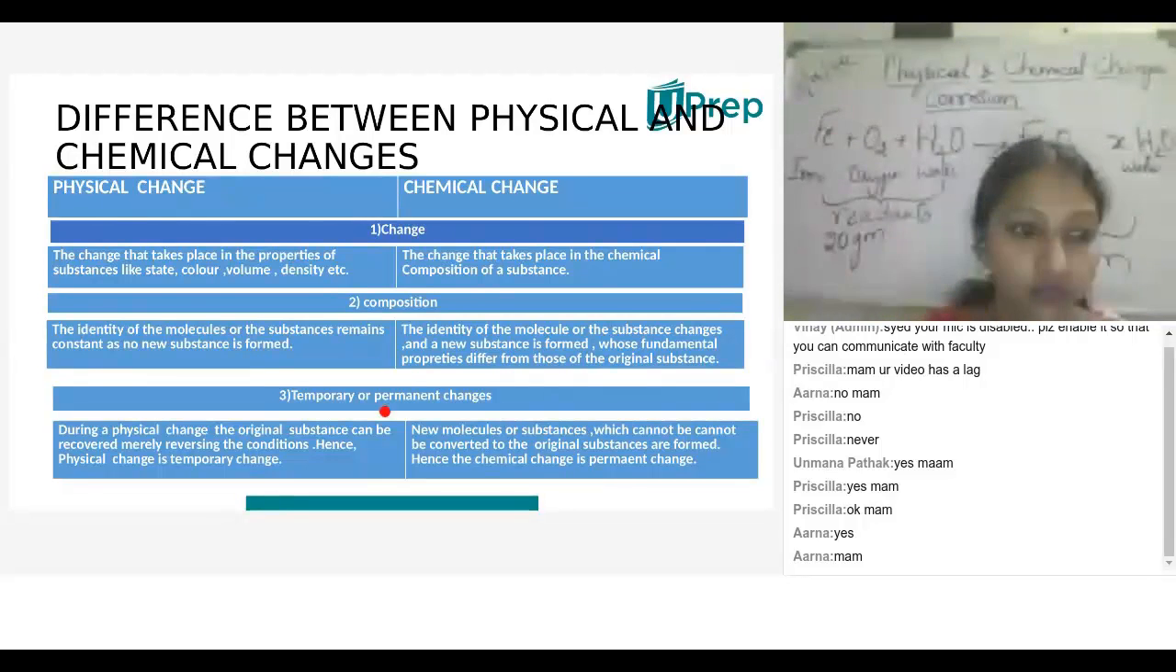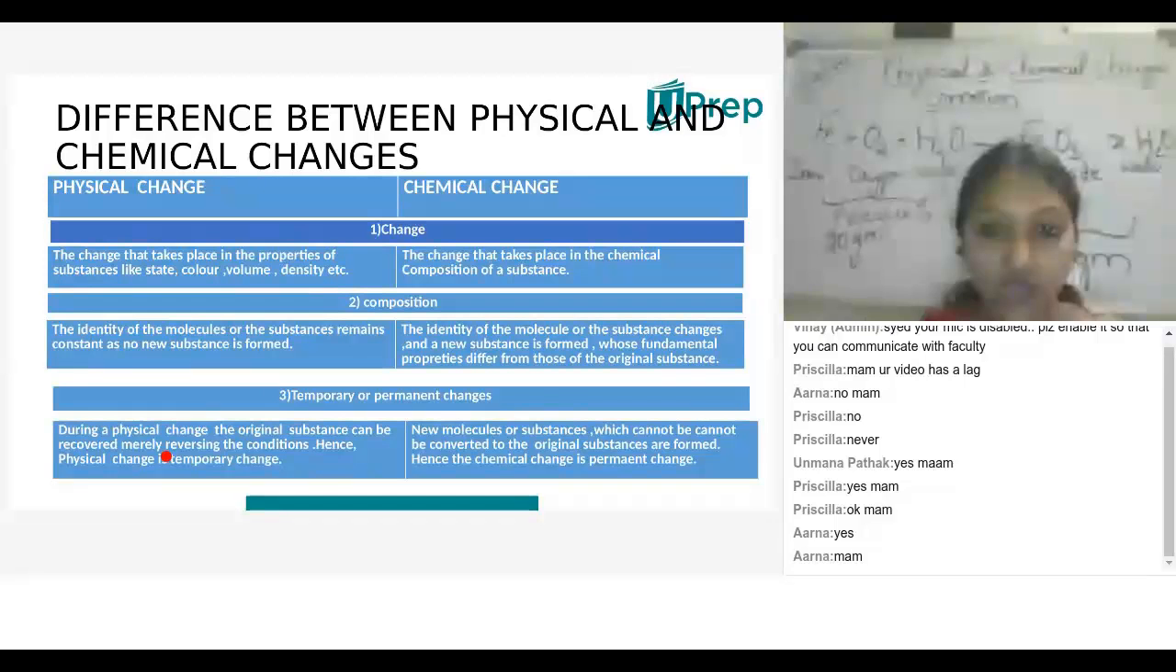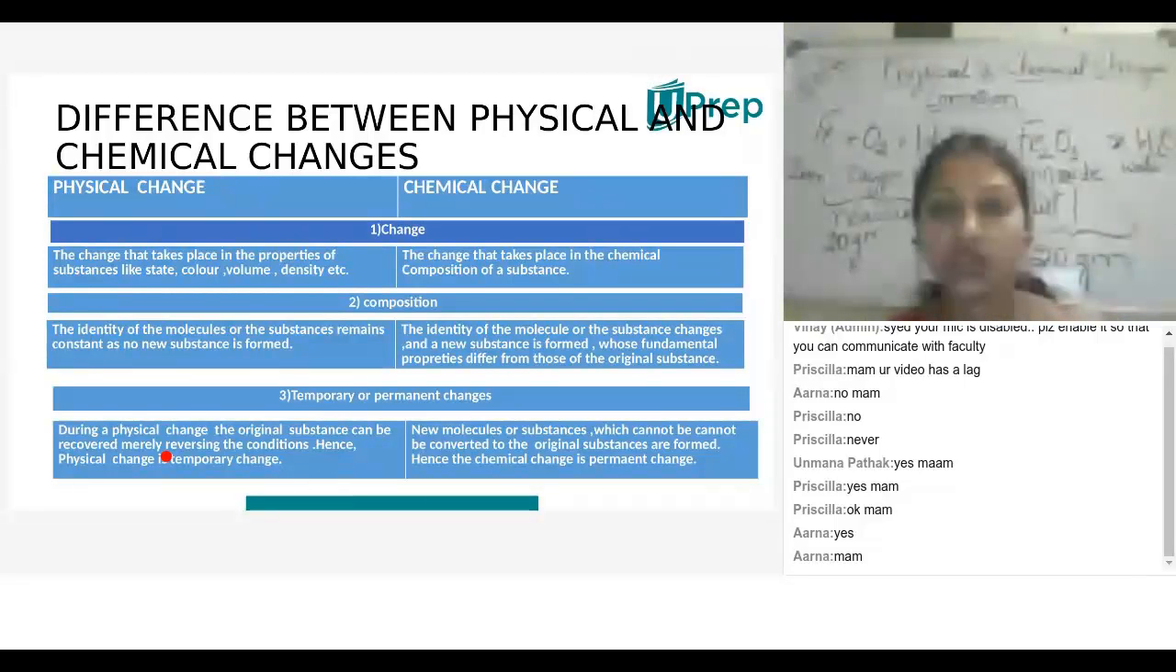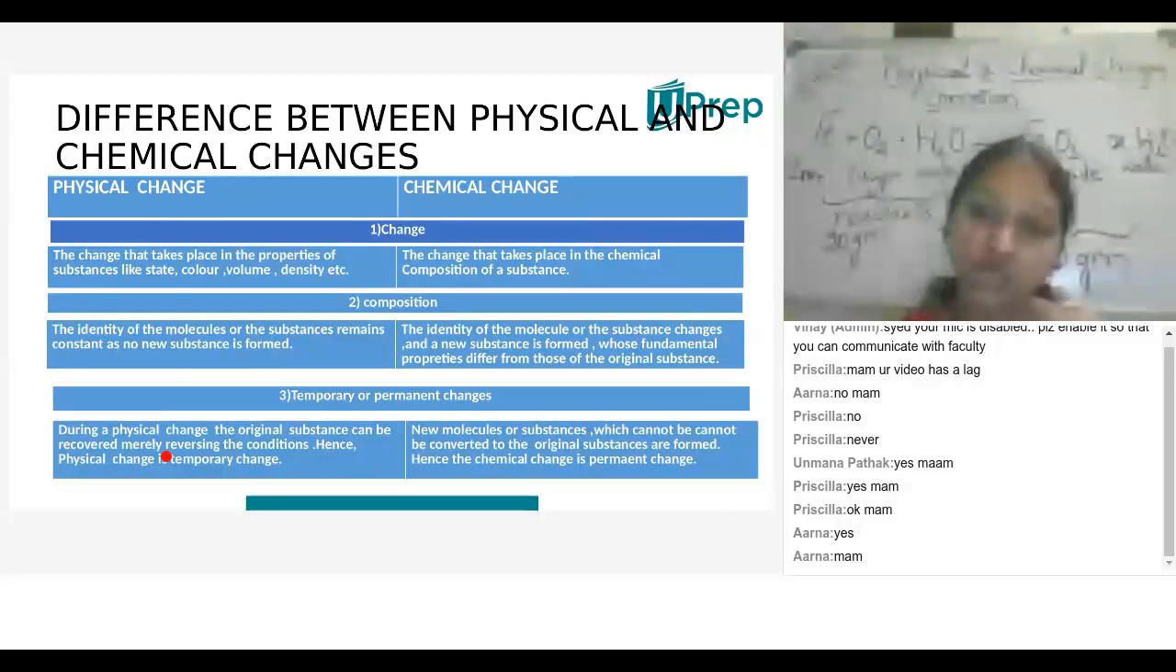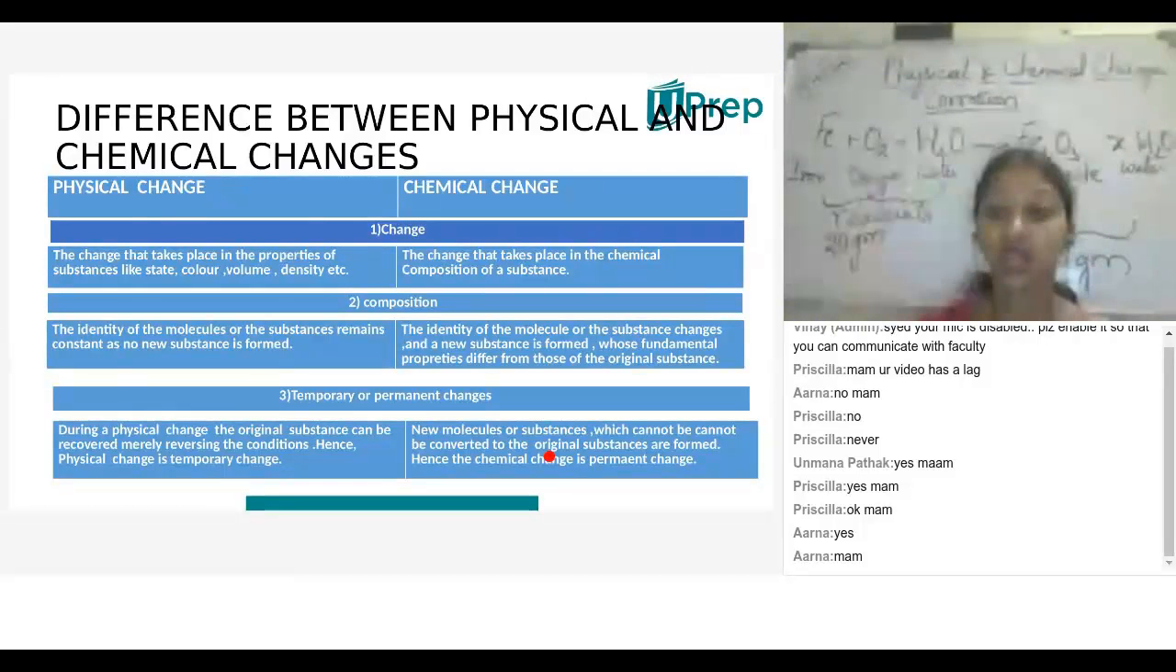Next, temporary or permanent changes. Physical changes are considered temporary changes, and they are reversible to convert back into the individual reactants. But chemical changes are permanent changes. Once they form a new product, there is no chance of getting the individual components back by physical means. If it undergoes chemical processes, then we can change it. There are some different techniques we can use to get the individual reactants from the products.